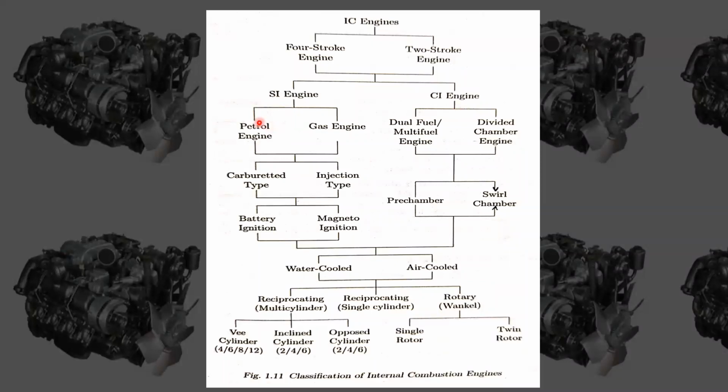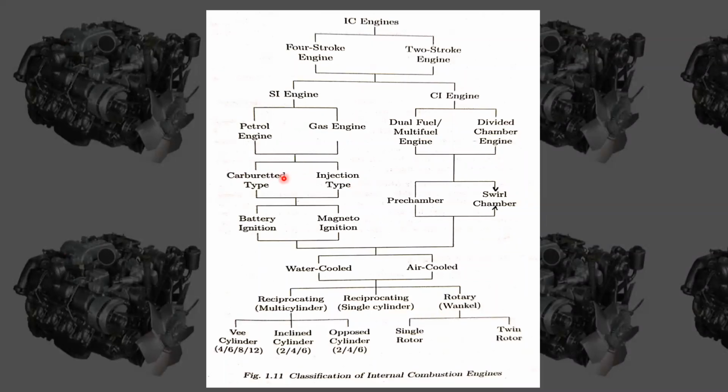In SI engines we have two major classifications: the petrol engine, which is the most important one, and the gas engine. These two are under SI engines. In CI engines we have two types: one is the dual fuel or multi fuel engine, and the other one is the divided chamber engine. In the petrol engine we also have two types: one is the carbureted type and another one is the injection type.